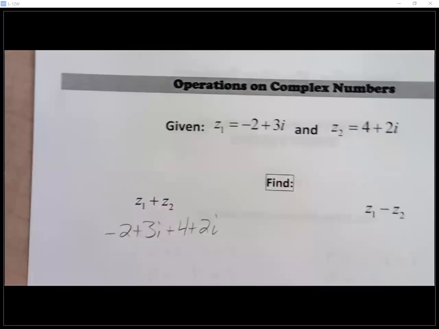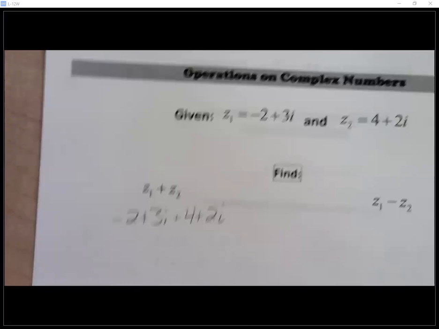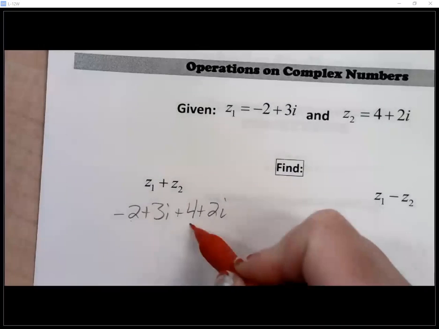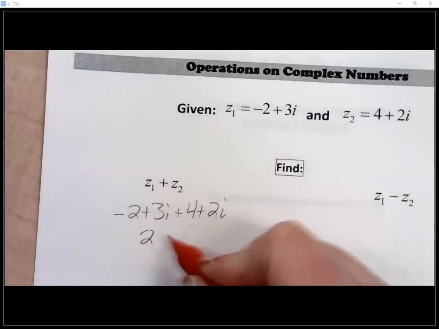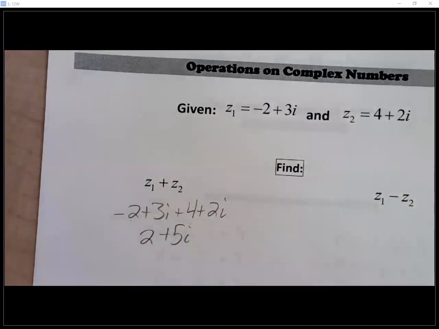i's conveniently work just like a variable until when do they change a little bit? Exactly. When I have i squared, I just turn it into that -1. We were just working with this in the last unit, so hopefully this is easy peasy. So I'm just going to combine my terms like I normally would. I'd get 2 plus 5i. That's my answer. I'm done. I can't go any further than that. That's it.